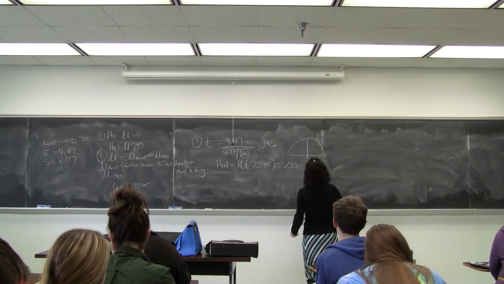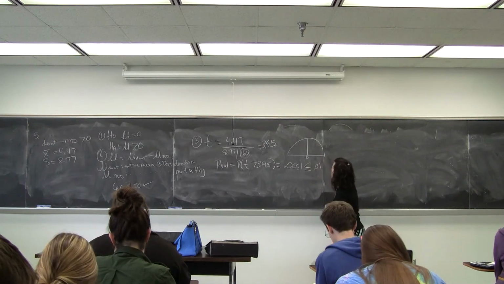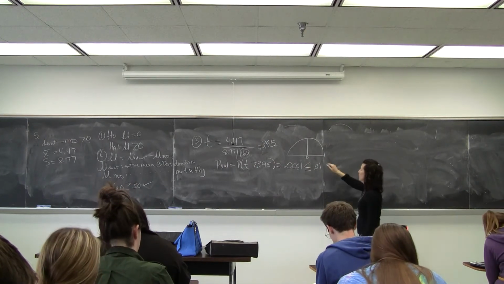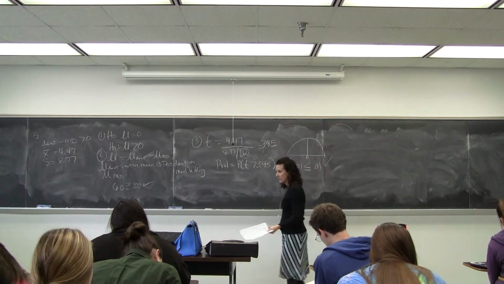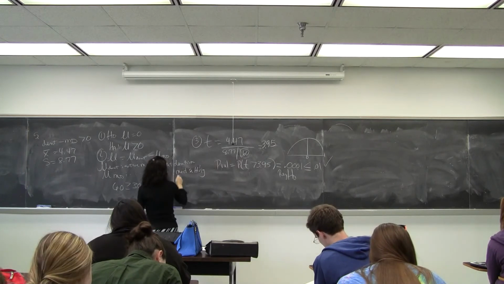And I think I gave you a pretty small alpha again. Yes, of course that's less than or equal to 0.01. Reject H0. There is evidence blood pressure goes up at the dentist.